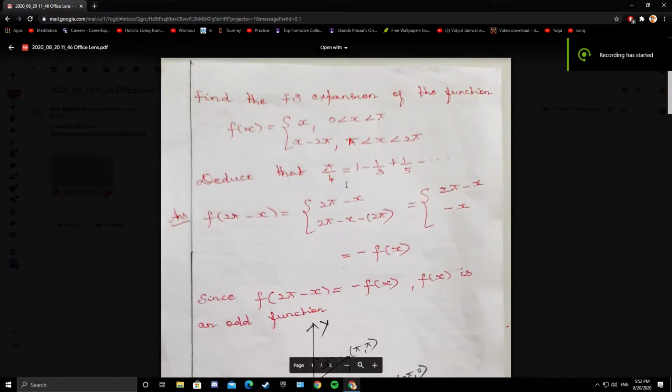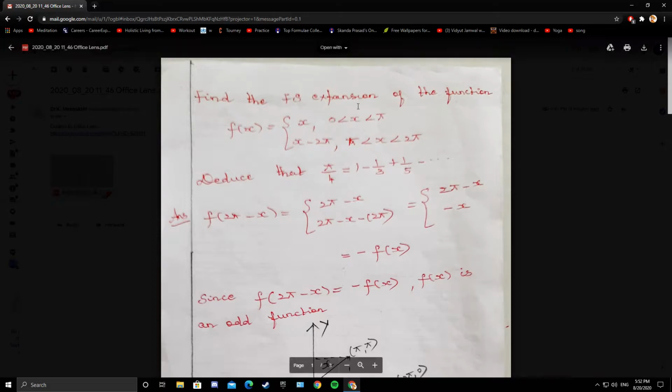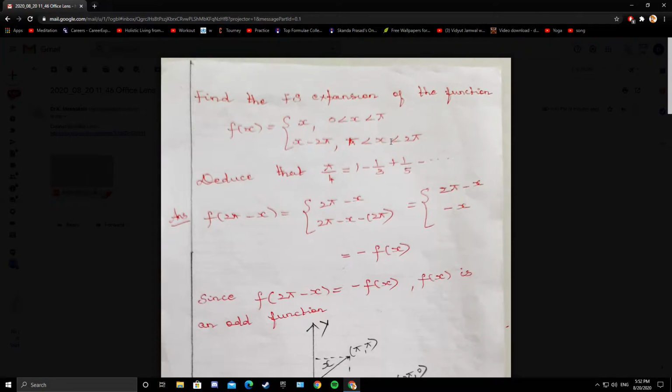Today's class we will discuss the Fourier expansion of a function in the open interval 0 to pi. Given a function in the open interval 0 to pi, whatever the interval, you find out whether it is odd or even. We have done one problem for an even function in the open interval 0 to pi, and we have done e power minus ax, neither odd nor even, in the open interval 0 to pi. So in today's class I have taken a problem from an odd function.